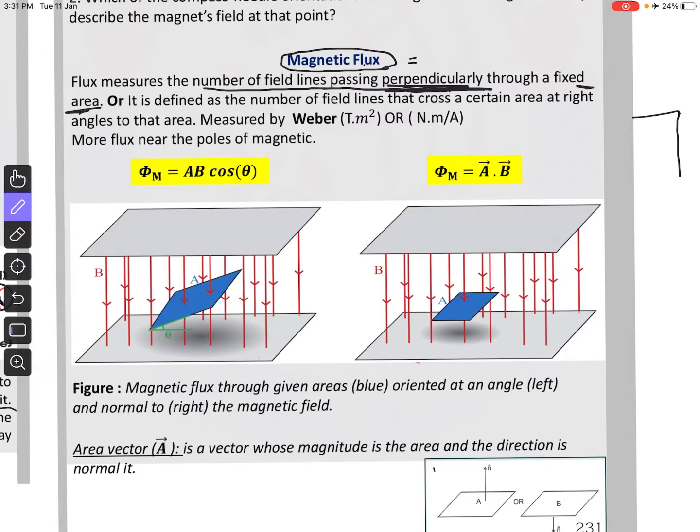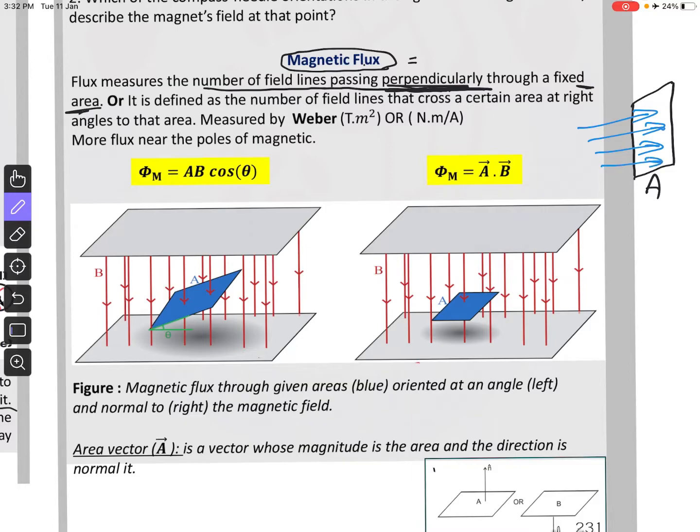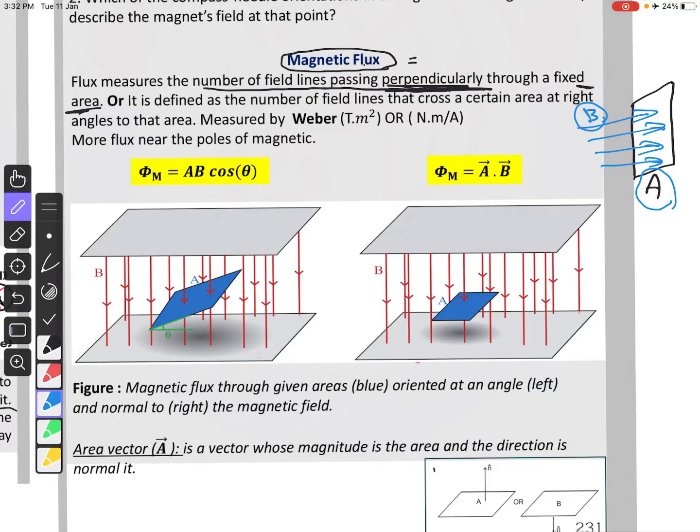So if we have an area like this, an upright area, and then we have magnetic field lines going through that area, that's going to be the B, and this is going to be the area. When you multiply the magnetic field with the area, you're going to have a magnetic flux. We're going to use the letter phi for indicating magnetic flux. This is a Greek letter, phi. It's equal to what? Area times magnetic field. This is for finding the magnitude. Okay? Area times magnetic field.